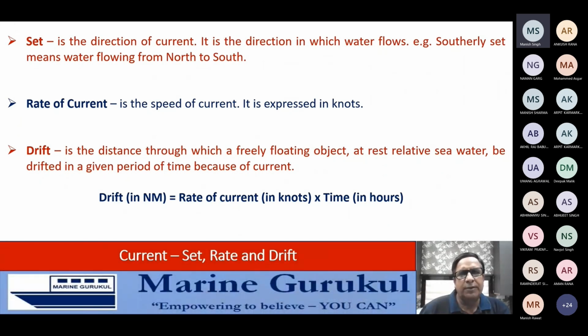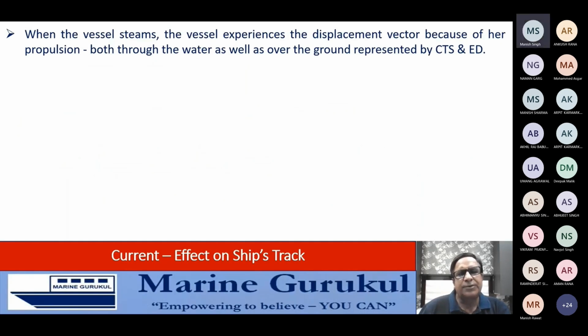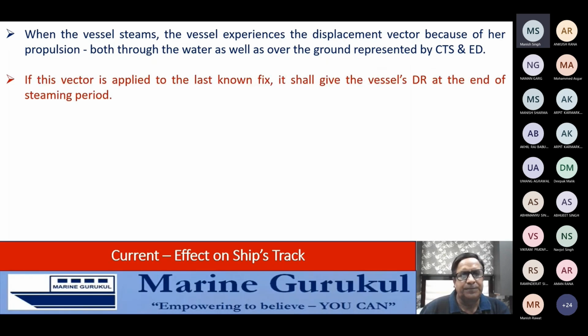Now, with these terms having been discussed, let us look at effect of current on the ship's track. When the vessel steams, vessel experiences the displacement vector because of her propulsion, and this displacement vector because of her propulsion acts both through water as well as over the ground. And this displacement vector is represented by course to steer as its direction and engine distance as its magnitude. If this vector is applied to the last known fix, we have already discussed this, it shall give us the vessel's DR at the end of the steaming period.